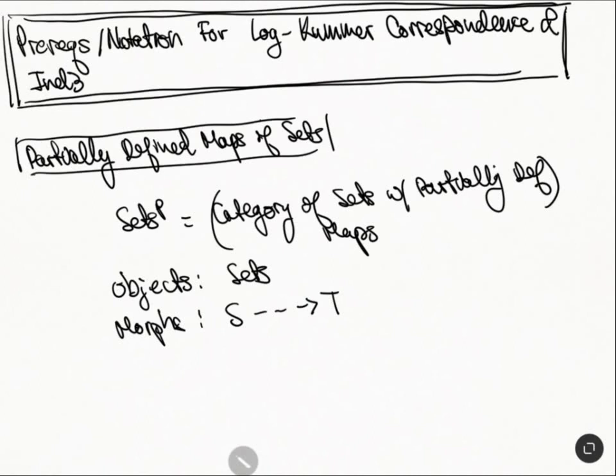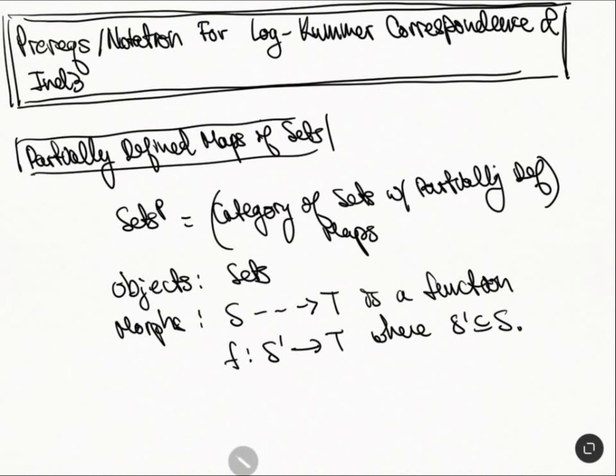So a morphism is a function f from S prime to T, where S prime is a subset of S. So this is the category. Okay, so let me just make a couple of remarks about it, on terminology.